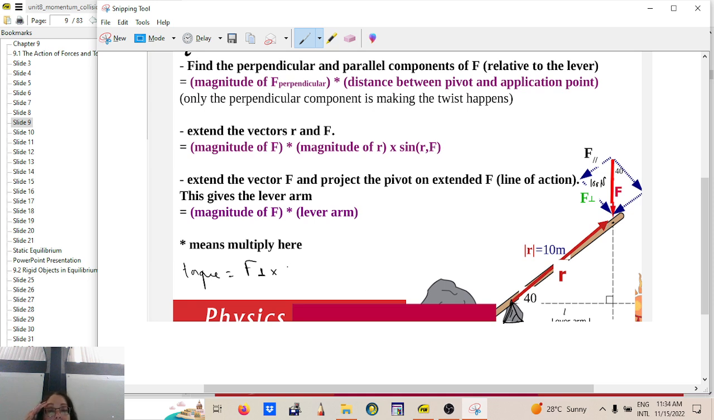So that will be R. I'm going to call that R, or the distance between the force and the fulcrum. So the torque, and by the way, torque is a Greek letter, it's called tau. Equals the perpendicular, and this is 100, that will be the magnitude. Is it the cosine or the sine?